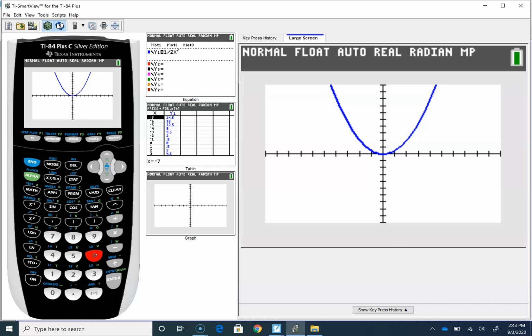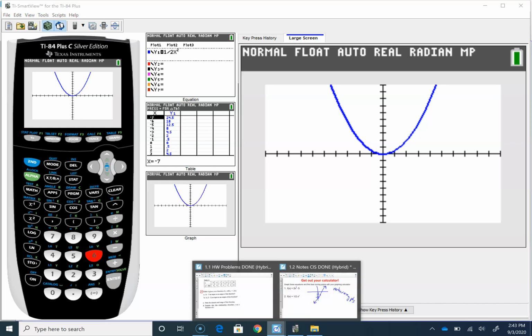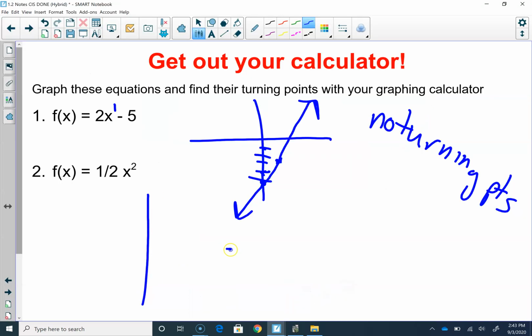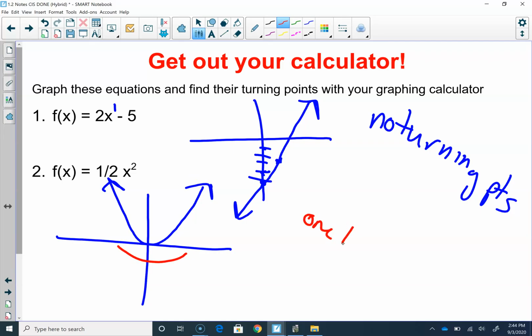There we go. And I'm going to go back to my page. So I'm going to actually go ahead and put that one in there. So it's going to look similar to this one right here. And again, I am expecting, which it shows, 1 turning point, which I would expect because of the 2.